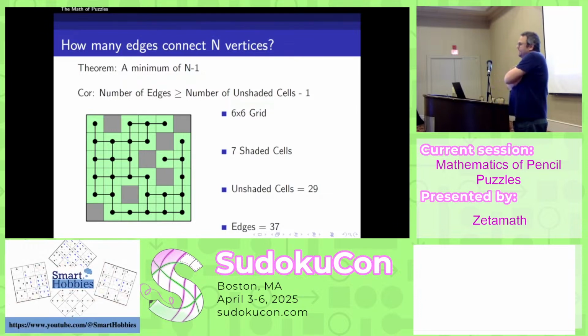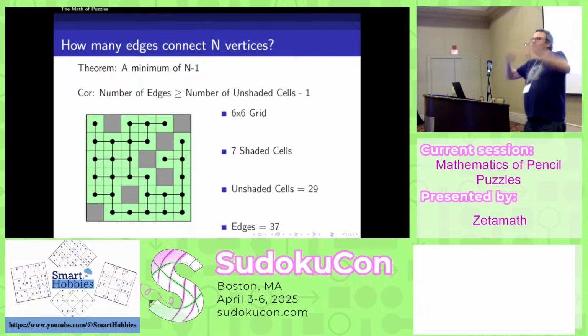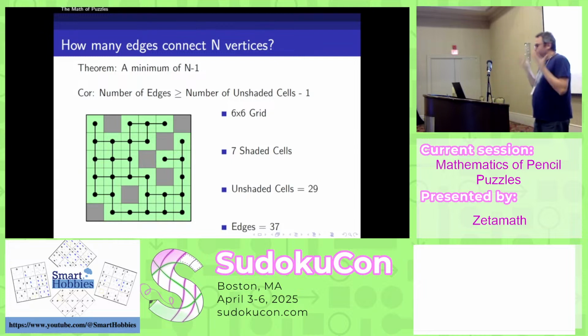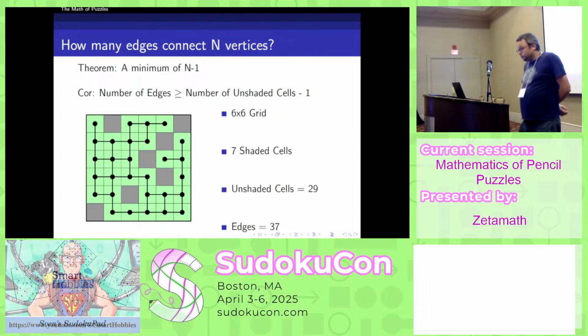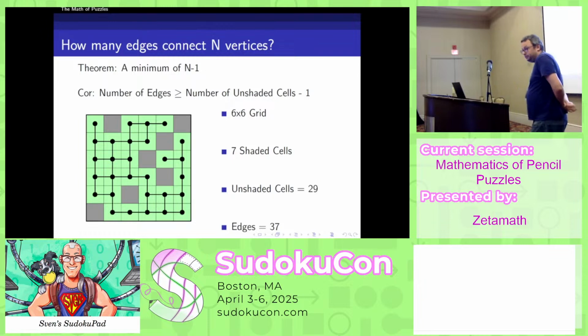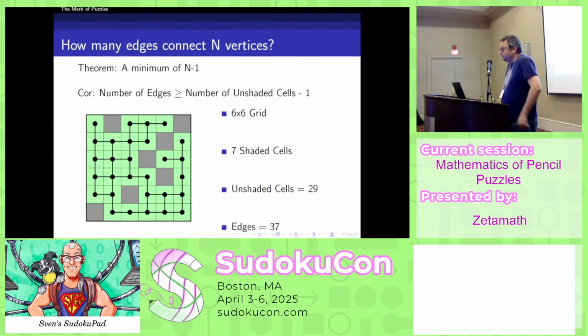So how many edges does it take to connect n vertices? How many vertices do I have? How many edges do I need to have? And the answer, it turns out, is not hard. It's n minus 1 is the minimum that you need. And so we get this statement that for any valid Heyawake grid, we need the number of edges present in the grid to be greater than or equal to the number of unshaded cells minus 1.